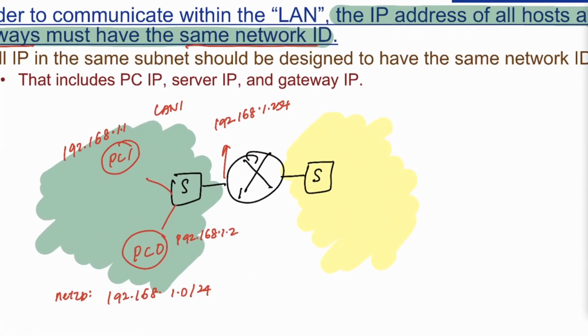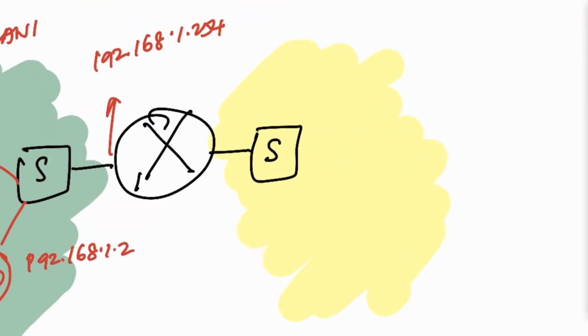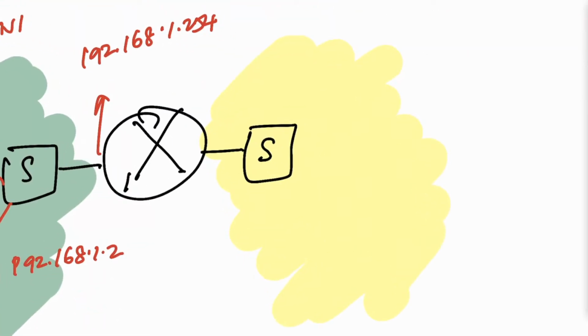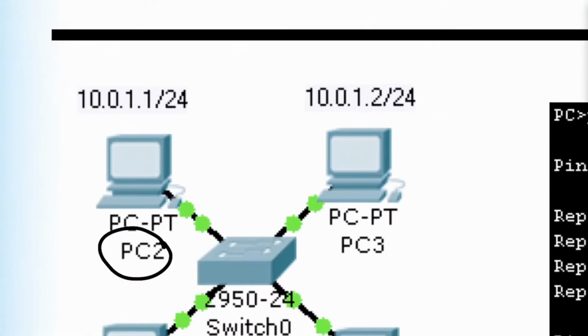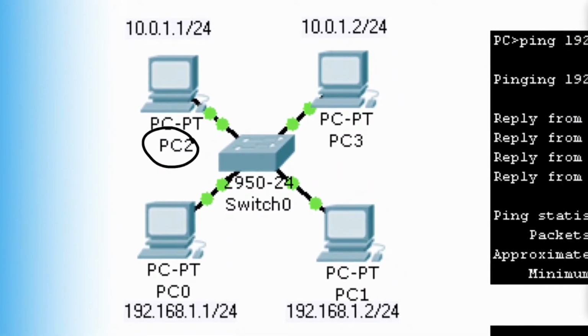But before that, let me give you one more example. This one is a more difficult example. Now look at this diagram here. In this simple diagram, now we have 4 PCs, PC 0, 1, 2, and 3. Now I have a question for you.